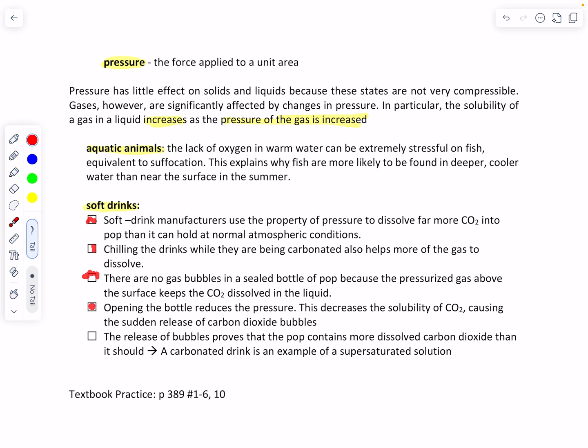Opening the bottle reduces the pressure. This decreases the solubility of CO2, causing the sudden release of carbon dioxide bubbles. The release of bubbles proves that pop contains more dissolved carbon dioxide than it should. A carbonated drink is an example of a supersaturated solution.